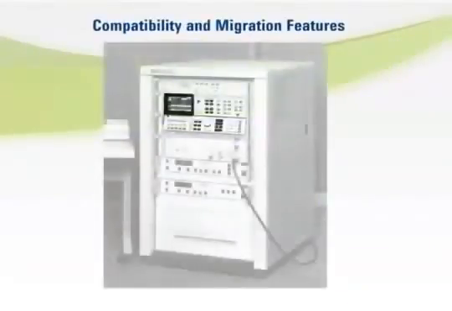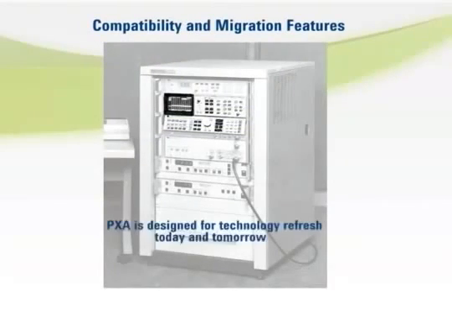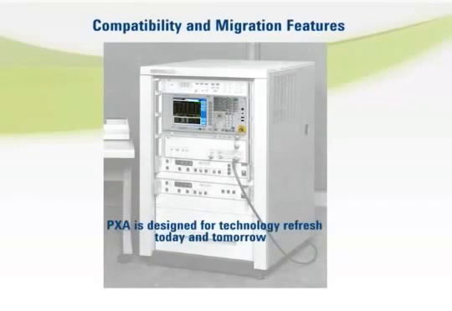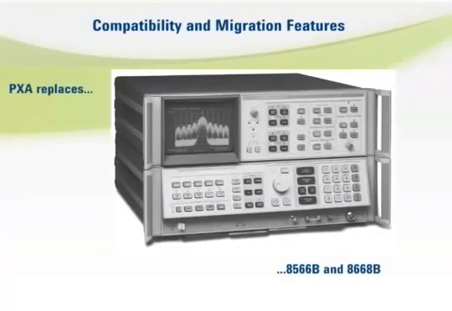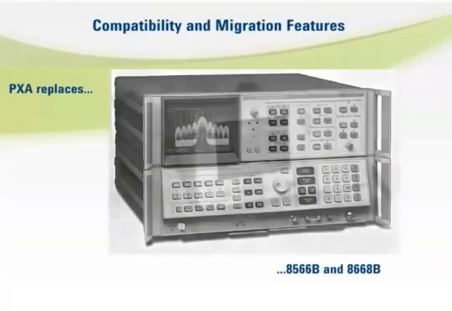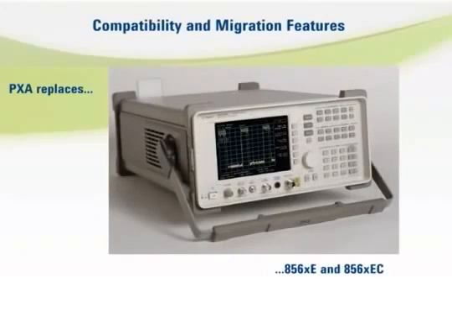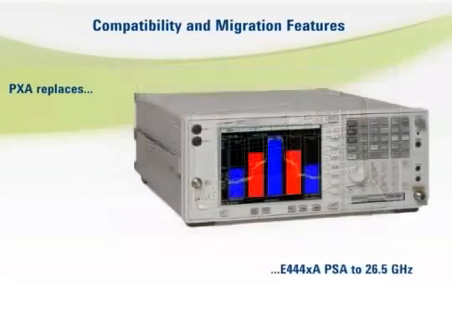To make migration and upgrades practical, new analyzers must easily find a home in current systems. The high-performance PXA was designed to add the benefits of a new analyzer to existing test systems containing older HP and Agilent high-performance spectrum analyzers. The PXA can be configured as a drop-in replacement for several different analyzers, improving measurement throughput, test margins, and supportability, while speeding migration time and reducing risk.